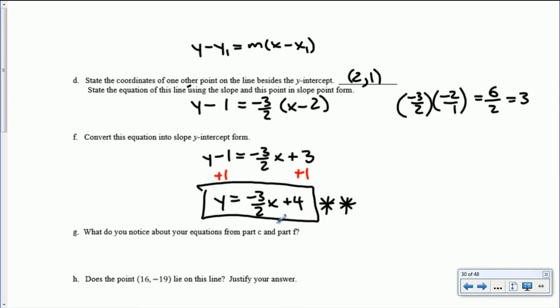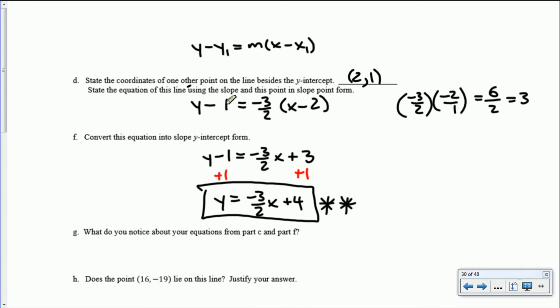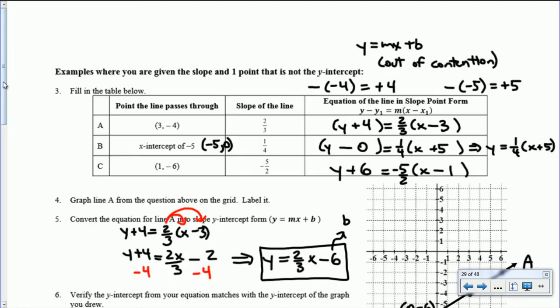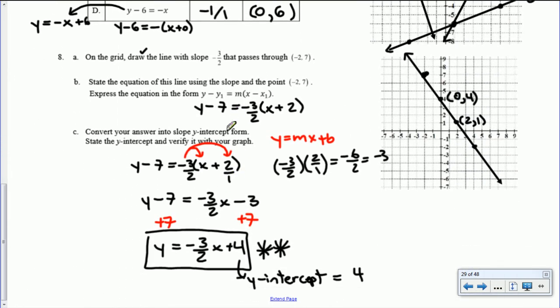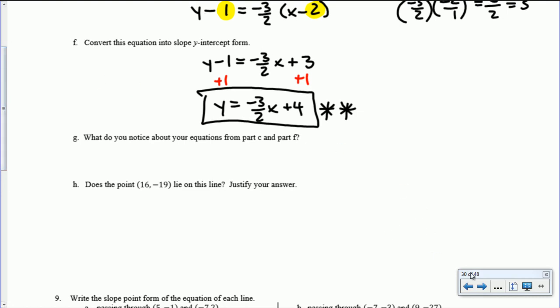and negative 3/2 x plus 4, even though I used 2 different points. So notice I used a different thing here. I used 2, 1. And back here, I used 7. So yeah, used 2 different points. So they're different, right? But I ended up at the same slope y-intercept form, which makes sense because it's consistent. It's on the same line. So C and F are the same.